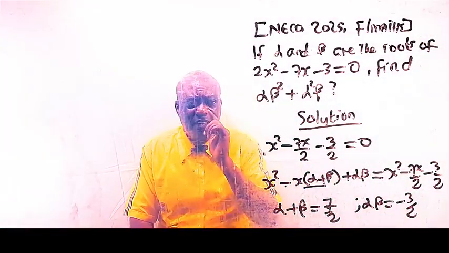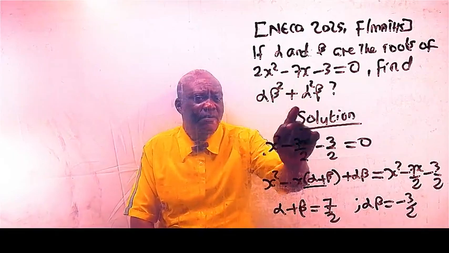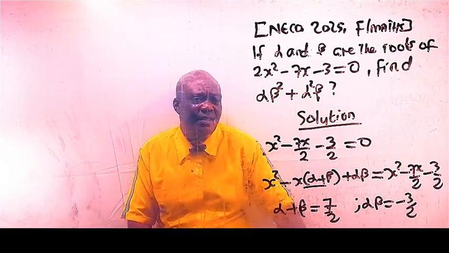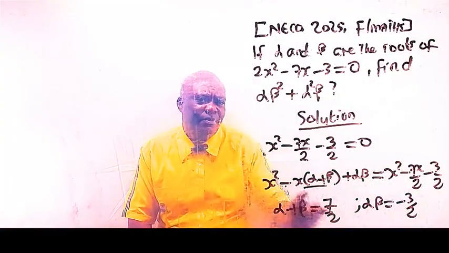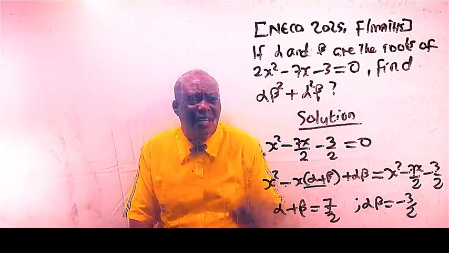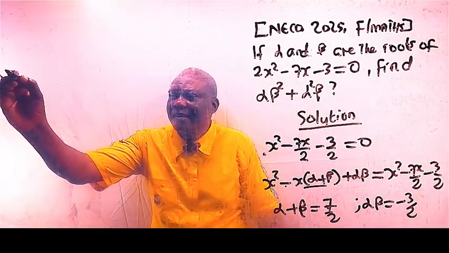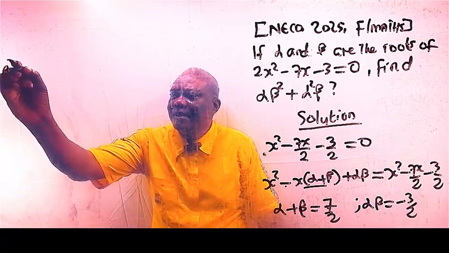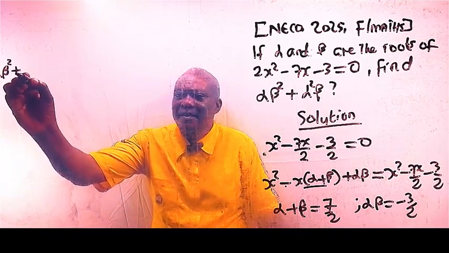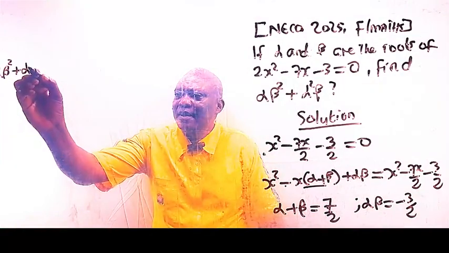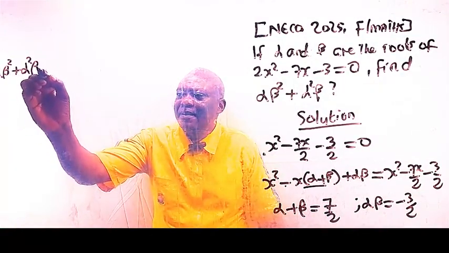For the question, we are now instructed to find the value of this. So observe, we can pick out something from here. Remember, it is alpha beta squared plus alpha squared beta.